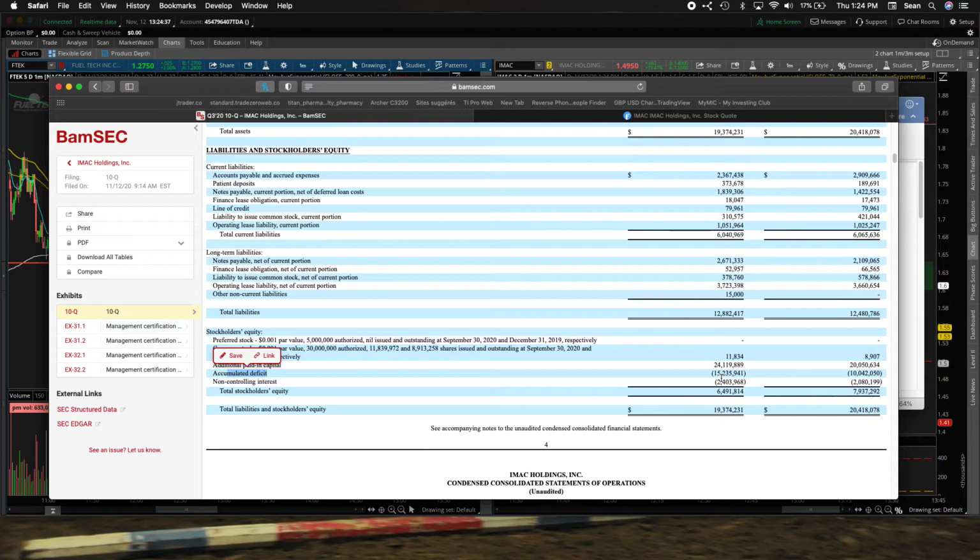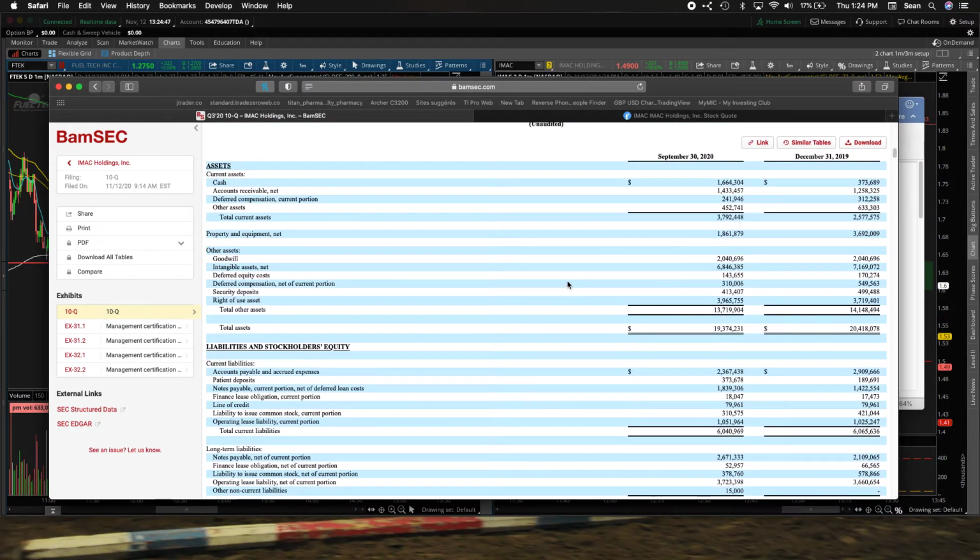15 million, boom, there we go. I love that. That's like 6 times their market cap, which is great. So that's a green flag. What was next? We want to see cash versus net loss.